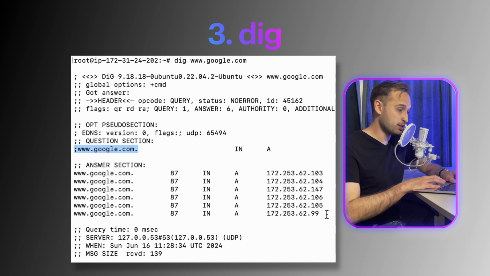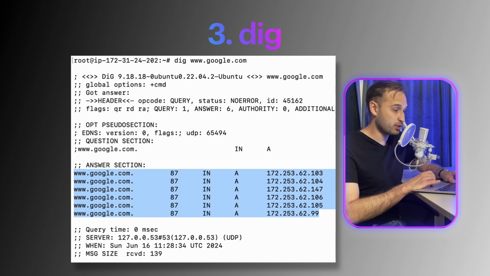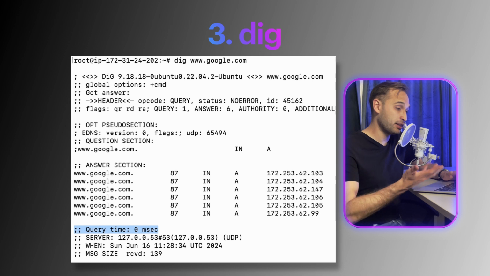So here we can see that it lists the IP addresses associated with google.com, and we can also see TTL, which is time to live. For each of the records it is the same number, the same amount of seconds, which indicates how long the information can be cached. And then we also have a query time. We can see that it took 0 milliseconds to complete, indicating that it was very fast.